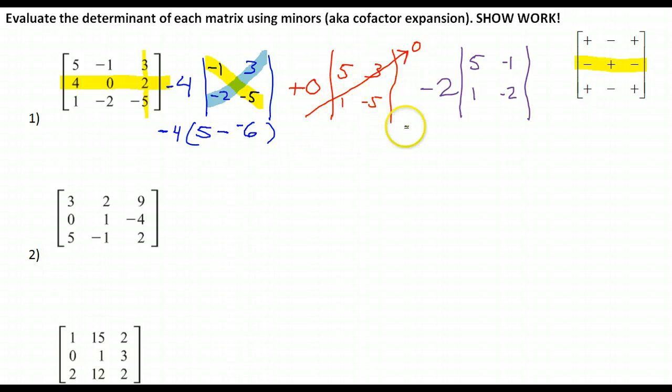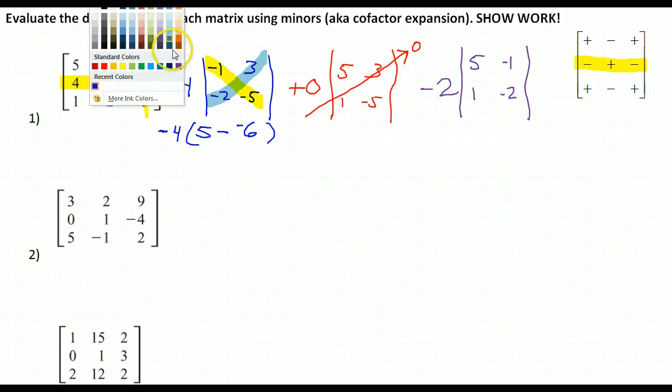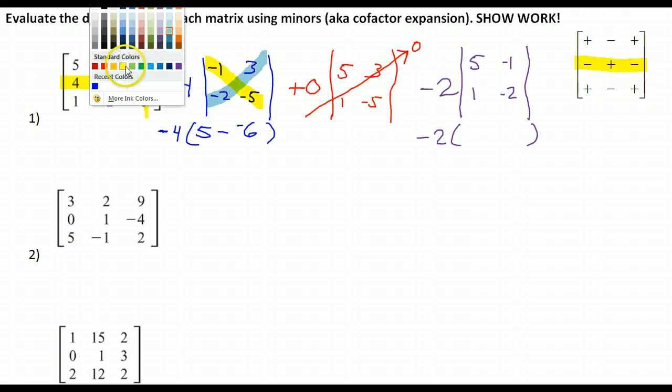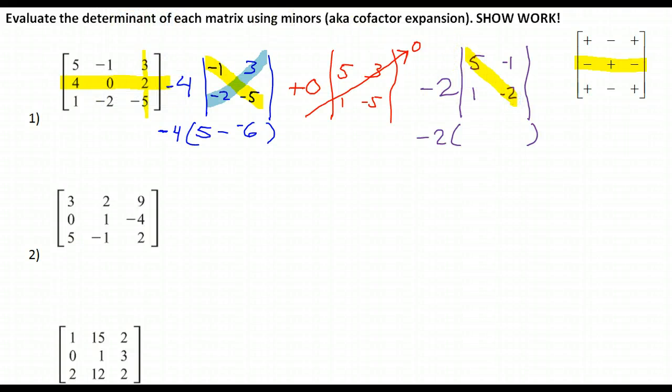Now this is gone because it's 0, so we can skip that for now and get on over to this one. So this will be negative 2 times. And again, we're going to do our down diagonal minus the up diagonal. Okay, so the down diagonal is negative 10. We're multiplying. Minus the up diagonal is negative 1. So we have a lot of minus negative going on. So let's go ahead and finish this off.